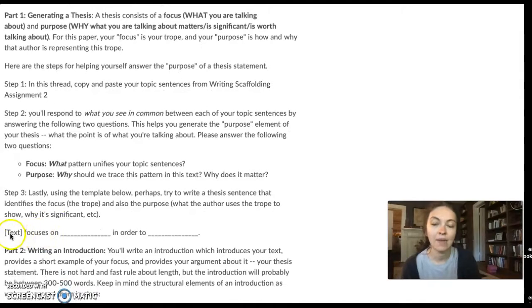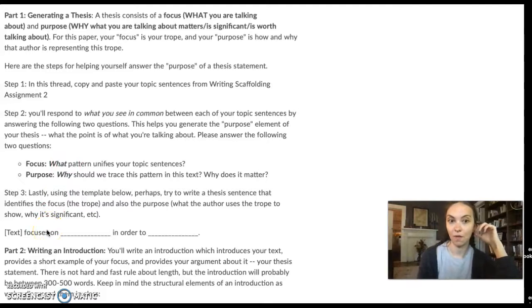Step 3, I'm going to ask you to write out that thesis statement. The previous questions are the brainstorming you're answering, like, okay, this is kind of what I think I'm doing. And then the actual thesis statement is what I am looking for here. You can use this template: your text focuses on your trope, which is the focus, in order to show what purpose, what pattern, what did you learn? Give me some position on that trope. That's what I'm asking for in terms of a thesis, and that's what I'll be responding to.